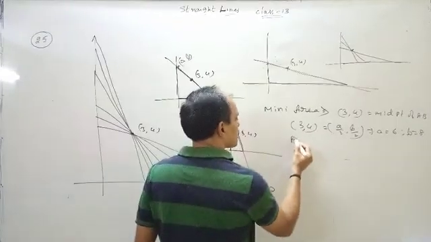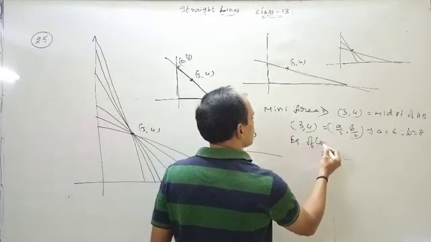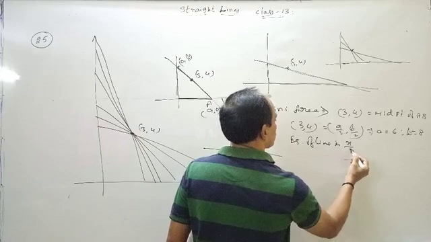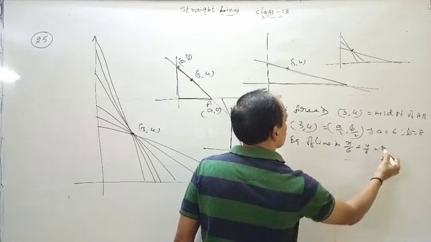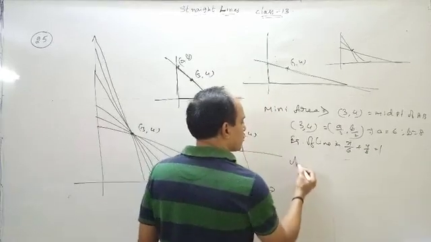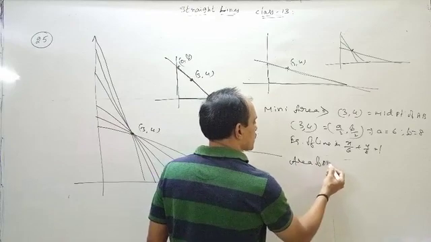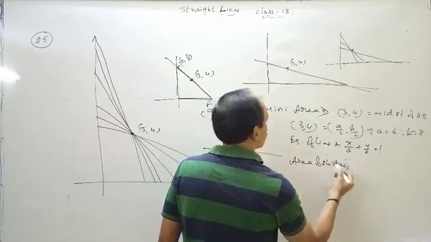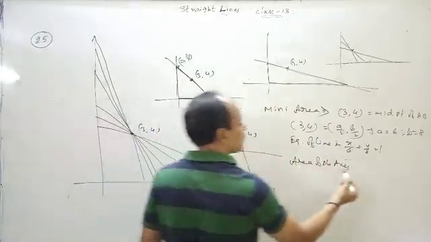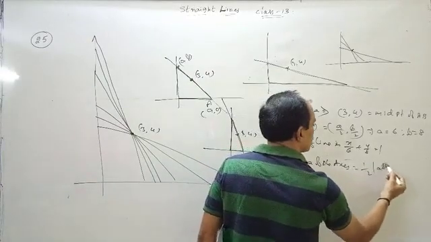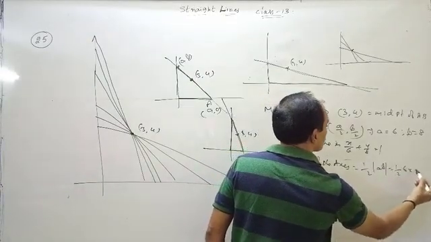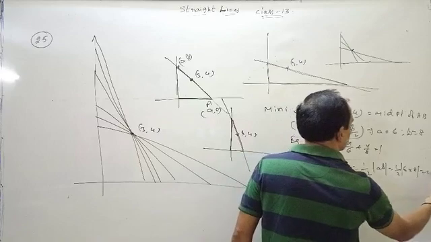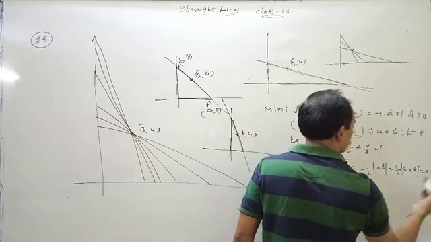Now the equation of the line is x by 6 plus y by 8 is equal to 1. So what about the area of the triangle with the axes? What is the formula for this area? Half mod AB. So half mod 6 into 8, that is 24 square units.